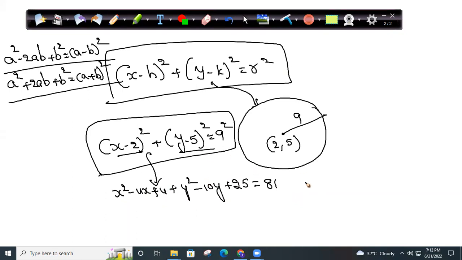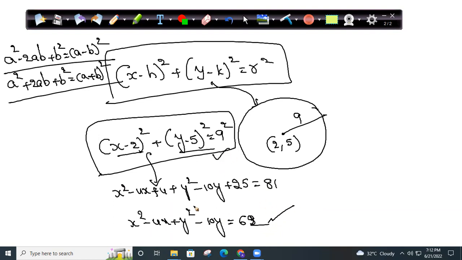So I can bring 4 and 25 to this side. So x square minus 4x plus y square minus 10y equals 81 minus 29. 81 minus 29 is 62. So this and this both are the same.